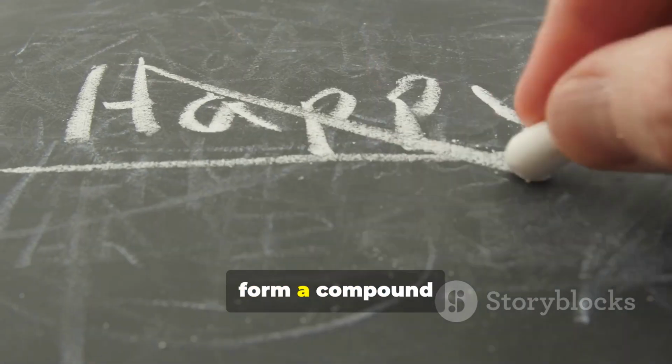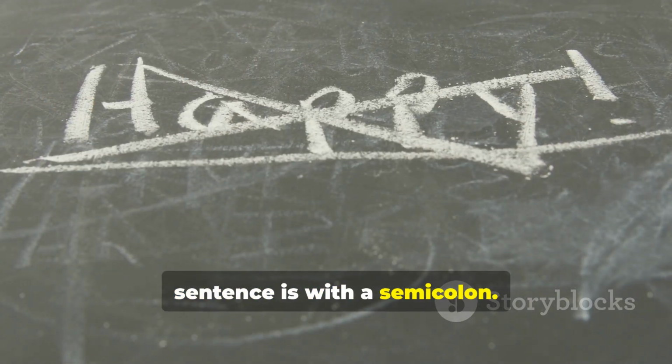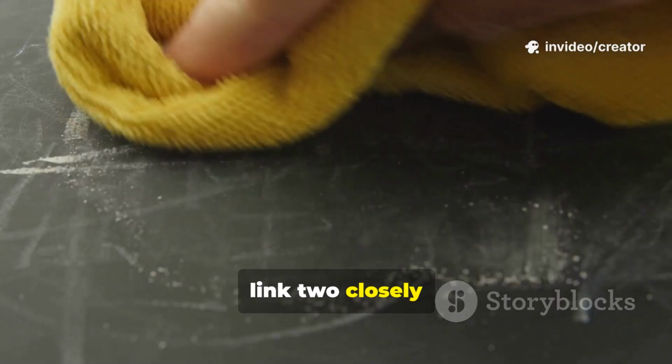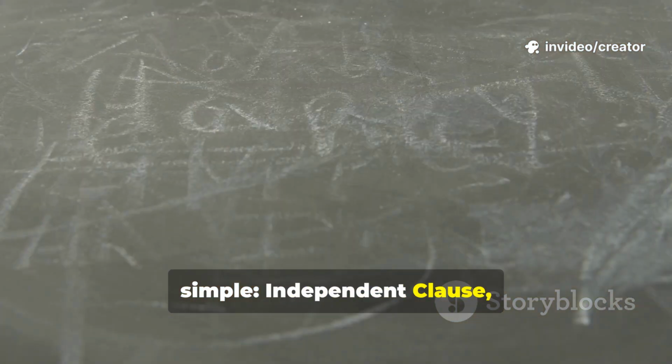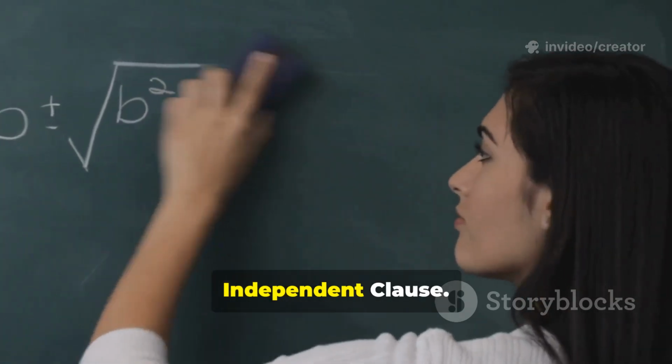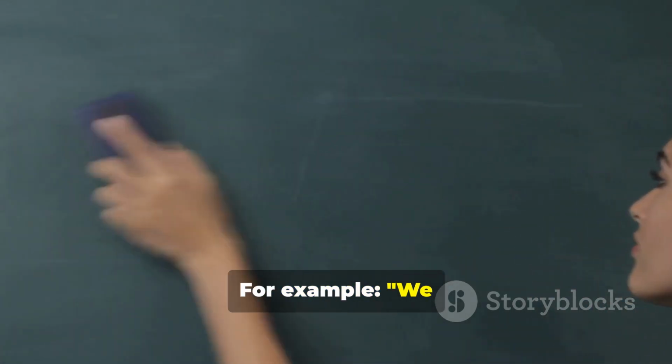The second way to form a compound sentence is with a semicolon. A semicolon can link 2 closely related independent clauses. The formula is simple. Independent clause, semicolon, independent clause. For example, we were tired; we kept working. The second clause directly relates to the first.